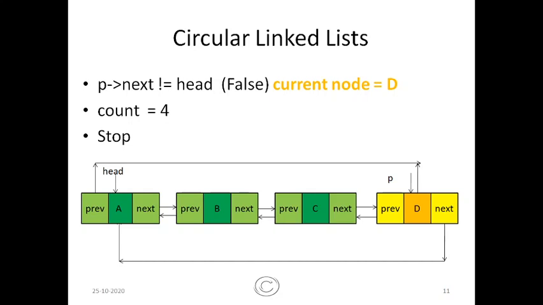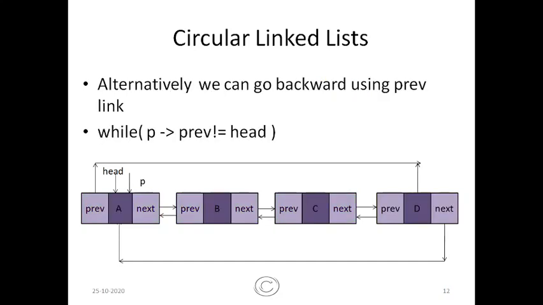This implementation is done using the next pointer, and we traverse in the forward direction. Now the same thing can be done using the previous link. Alternatively, you can go backward using the previous link, and we check the same condition: p arrow previous not equal to head.